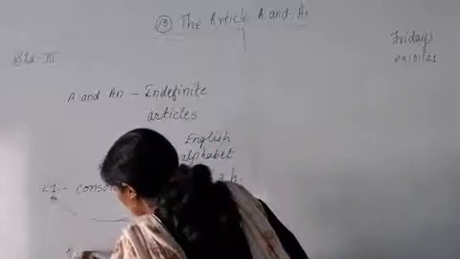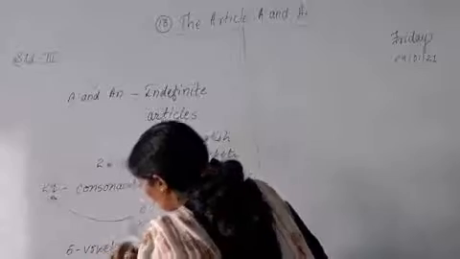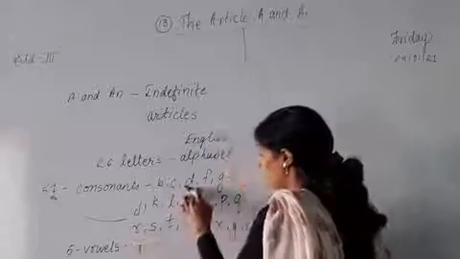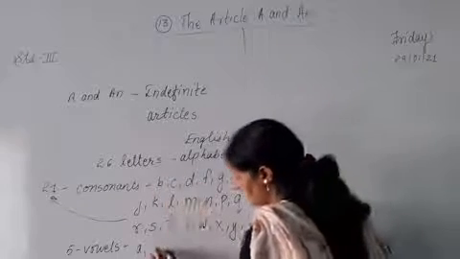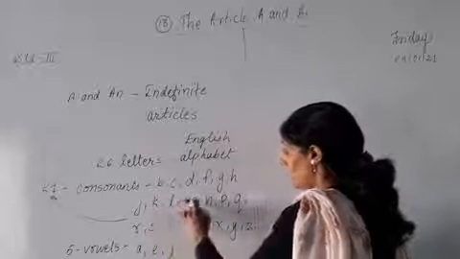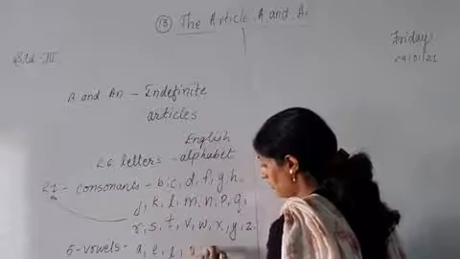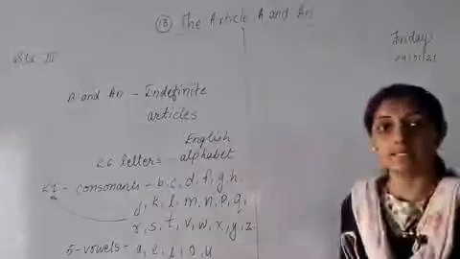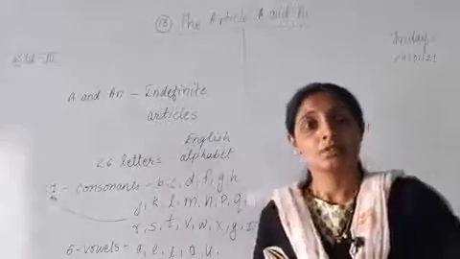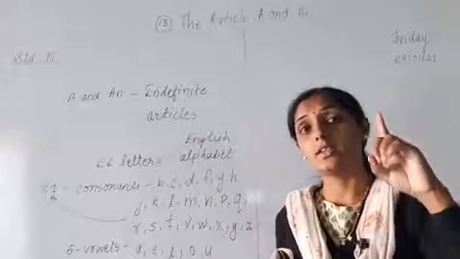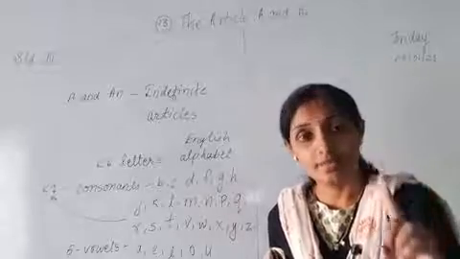Five are vowels. Which are those? A, E, I, O, U are vowels. Understand? There are a total of 26 letters. From these 26 letters, 21 are consonants and 5 are vowels.